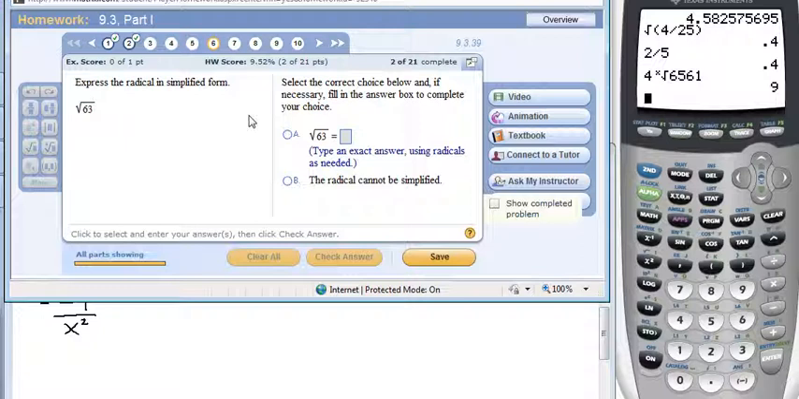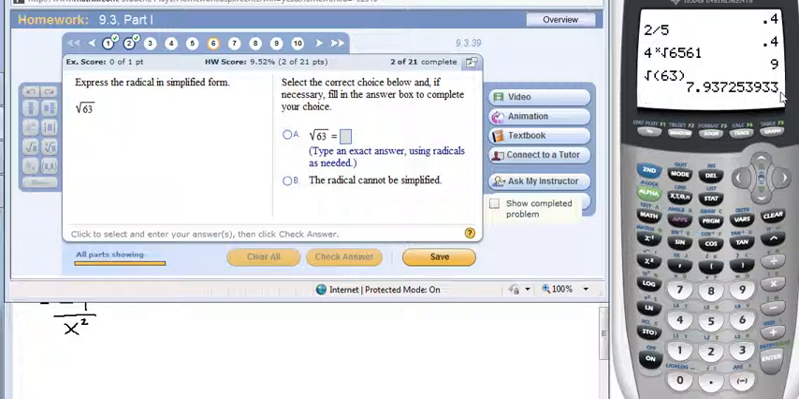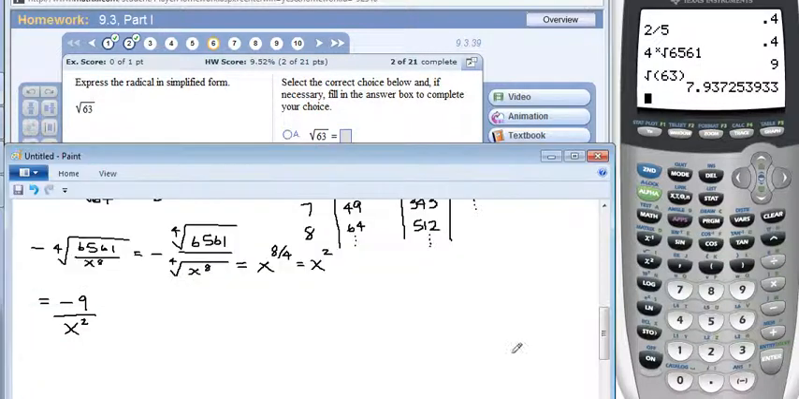All right, square root of 63. So what we're going to do is first check to see if it's a perfect square. No, it's not. It's not a perfect square by any means. We know that because the square root of 64 is 8. But we're just going to check to make sure that it's not perfect.